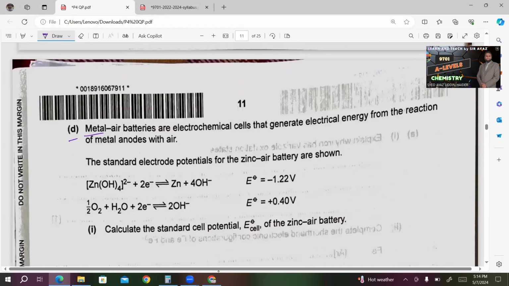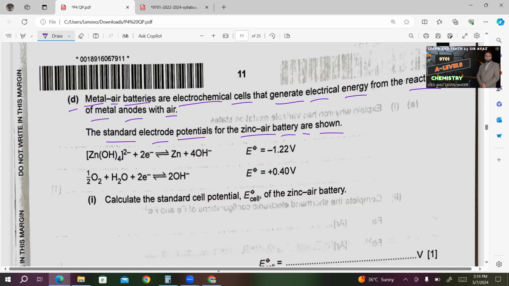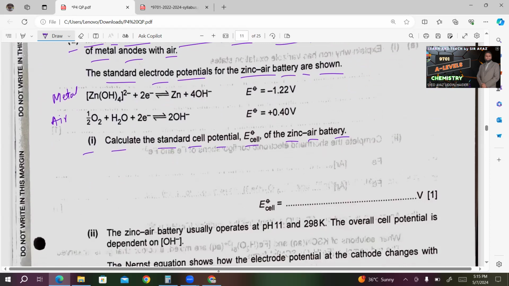D. Metal air batteries are electrochemical cells that generate electrical energy from the reaction of metal anodes with air. The standard electrode potentials for the zinc air battery are shown. Here's the reaction. First one is of zinc hydroxide. Second one is of oxygen with water. Number one, calculate the standard cell potential, E cell, of the zinc air battery. Here it's air, and this one is metal. It's more positive, so this becomes the positive terminal, and that becomes the negative terminal.